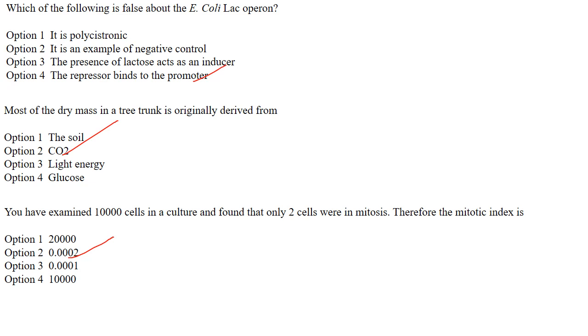Then next one. You have examined 10,000 cells in a culture and found that only 2 cells were in mitosis. Therefore, the mitotic index is. So mitotic index is the number of cells undergoing mitosis divided by the total number of cells. So 2 divided by 10,000 you will get 0.0002. Answer is option 2.